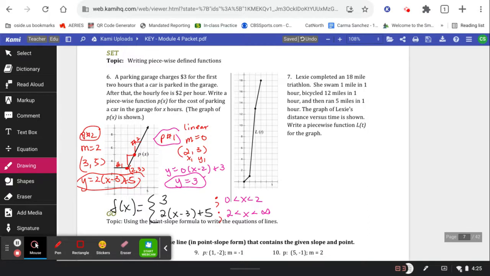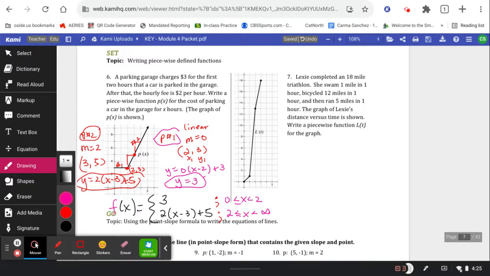I'm going to include the 0 here with the first one, and then I'm going to say that the second function starts at 2 and goes on. Oops. So I'm going to put this little bar here to include the 2 as well. There it is, my piecewise function. f of x equals 3 from 0 to 2, and f of x equals 2 times (x minus 3) plus 5 from 2 to infinity.